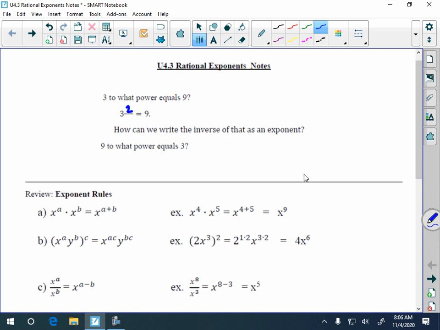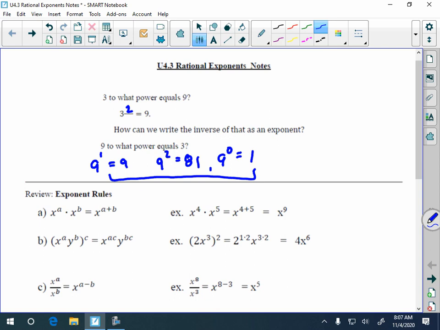So we can throw some numbers in and try to guess what it would be. Well, we know that 9 to the first power is equal to 9, and 9 to the second power is equal to 81. We can see already we're getting too big. We need it to be 3, so we've got to go smaller than 1. Well, 9 to the 0 is equal to 1, because anything to the 0 is 1, but now we're too small. So we know the answer has to be somewhere between 9 to the first and 9 to the 0, because we're trying to get it to be 3.